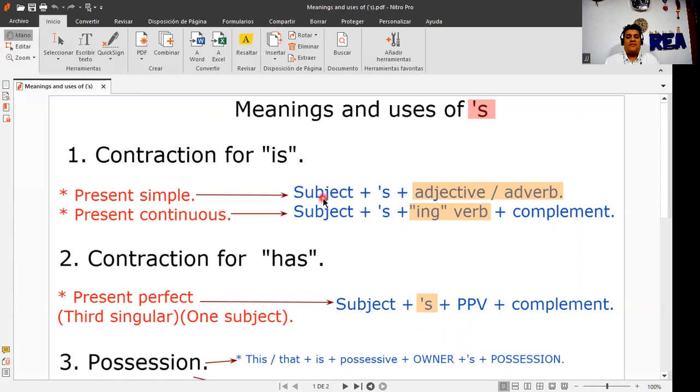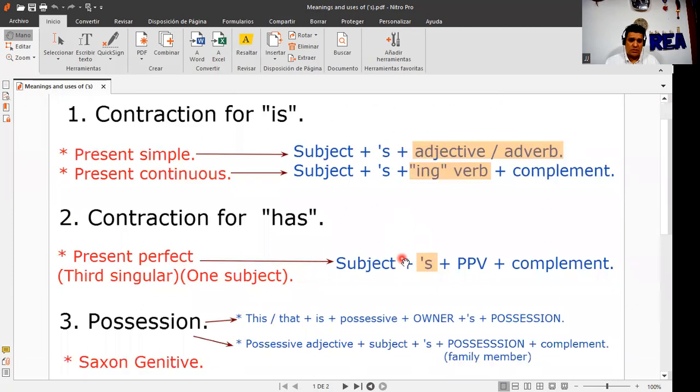So when you have the formula, subject, apostrophe S, adjective or adverb, in this case, apostrophe S refers to present simple, is. And the second formula in this case would be subject plus apostrophe S plus gerund or ing verb and the complement. So, you can see here, I just marked the words that can be after apostrophe S. So for present simple, every time you have apostrophe S in present simple, it must be followed by an adjective or an adverb, okay? When it's about present continuous, that's easy. You always get the gerund, okay? I'm going to give examples and you're going to get this, really easy.